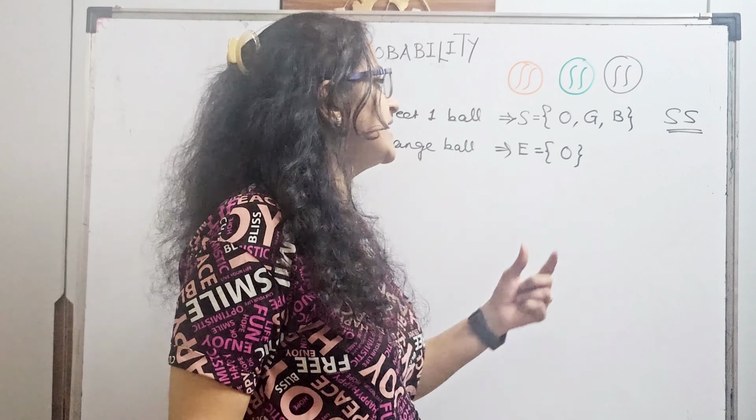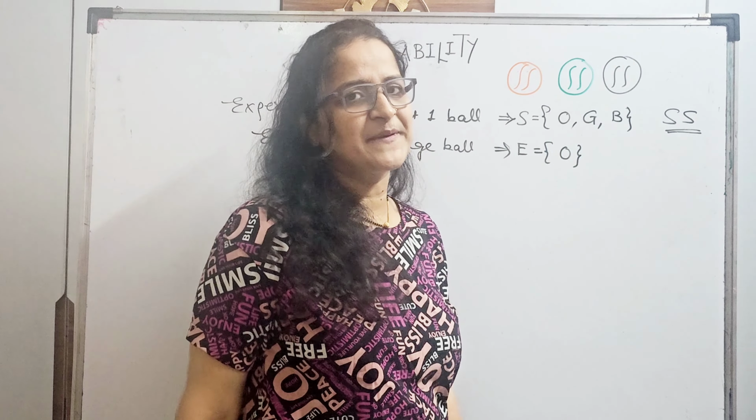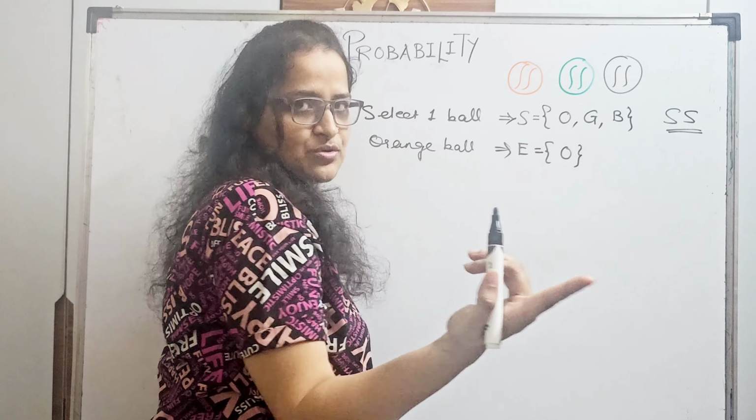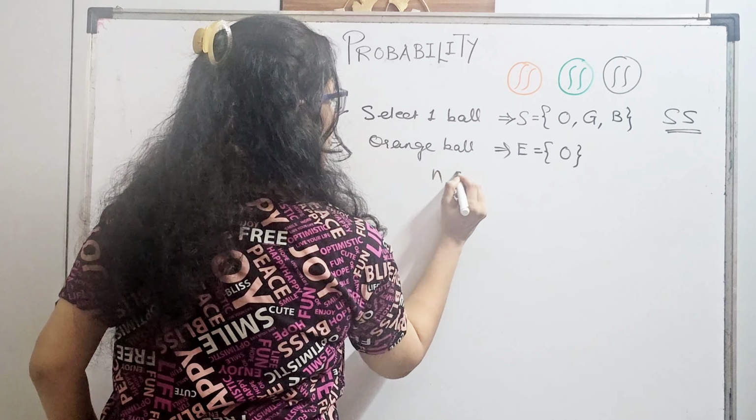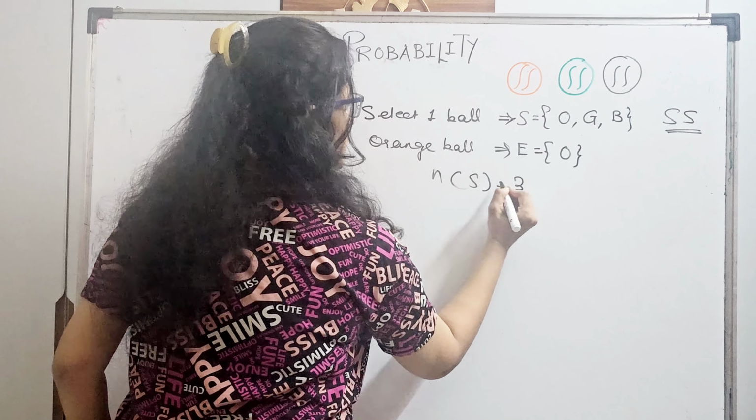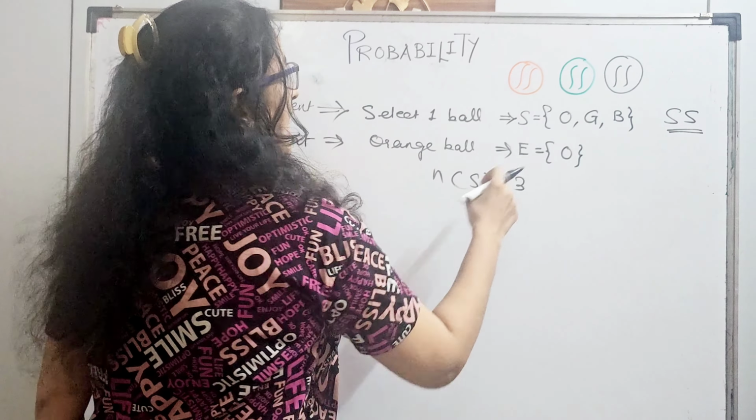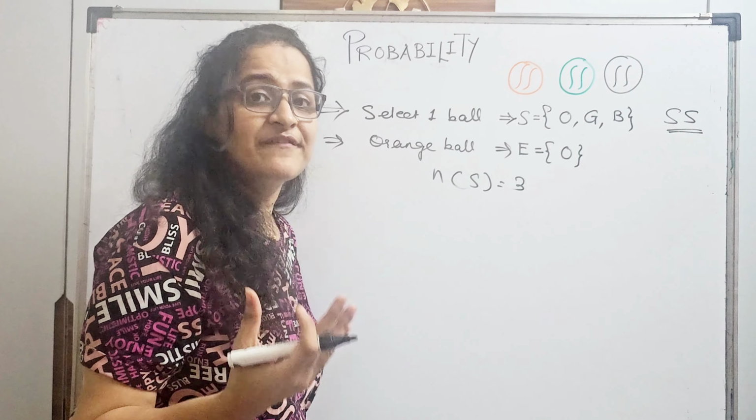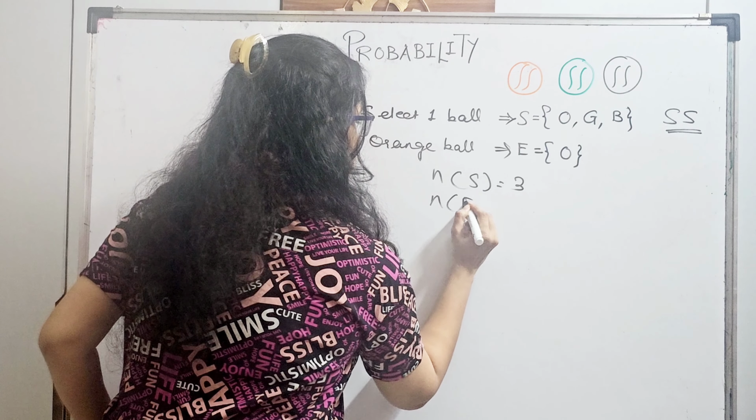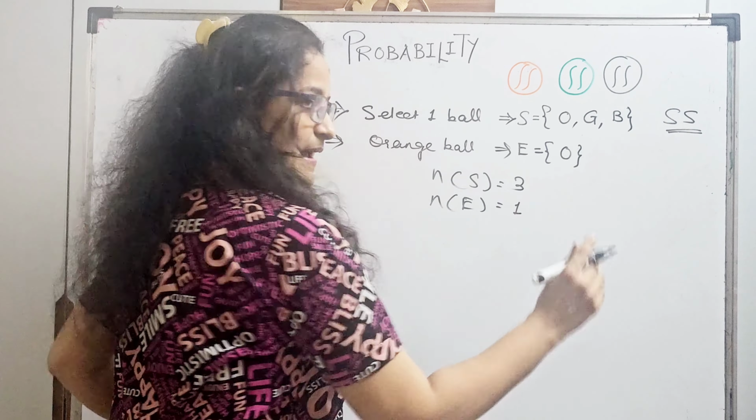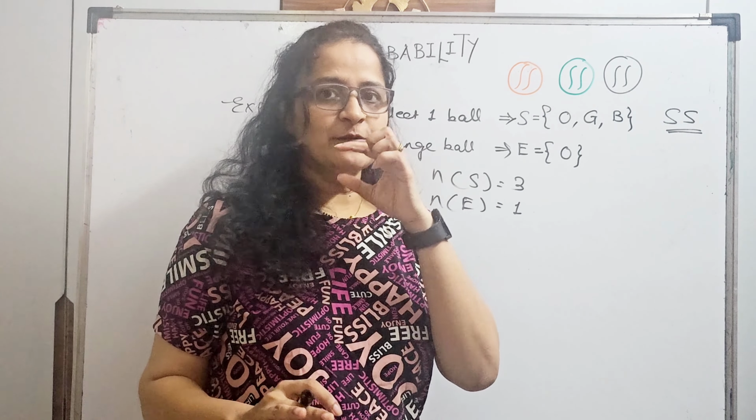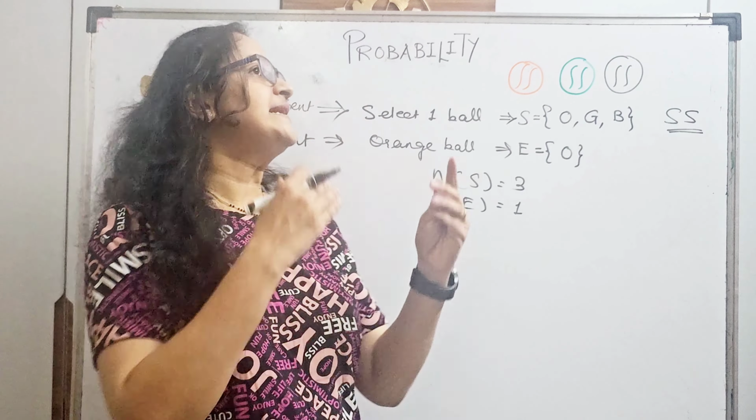Now, how many items are there in your sample space? How many are there? 3. You can see that, correct? So N of S is what? 3. Total number of outcomes are 3. And what are the outcomes of event, the favorable event? That is 1 in our example. Correct up to this? Now understand the next point.